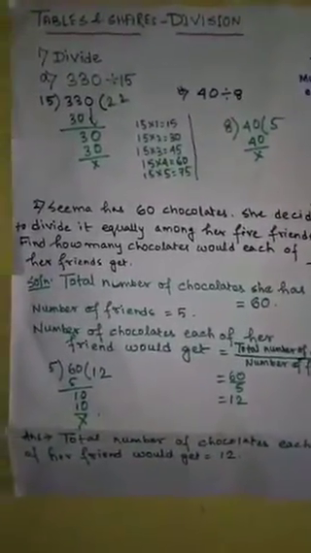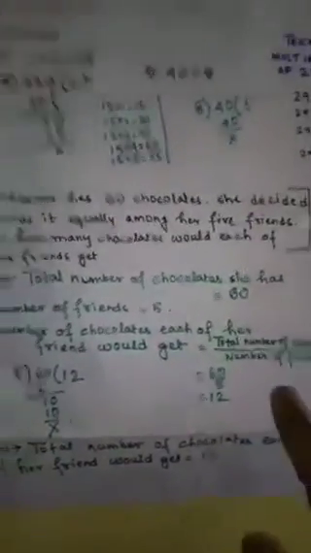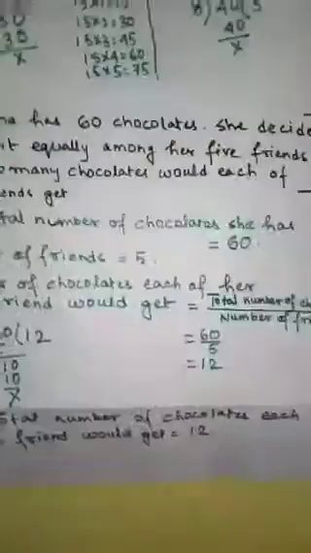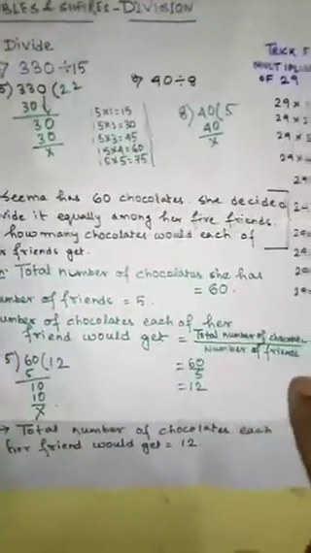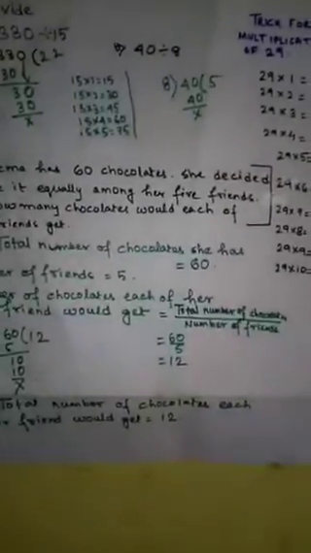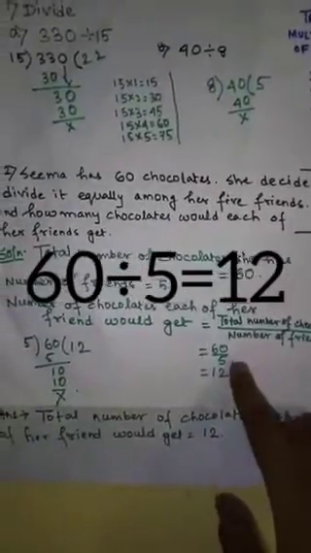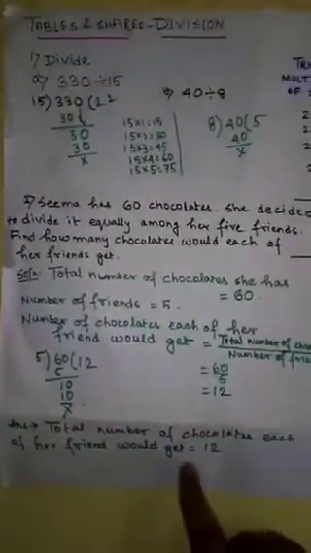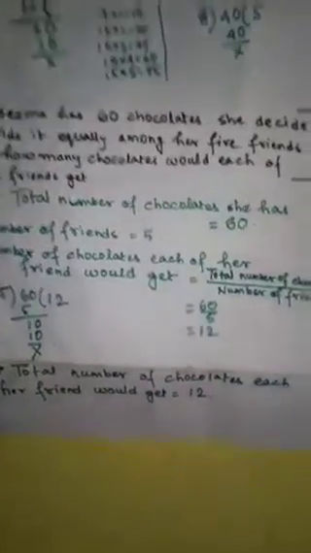See that equally, that means all the friends will get an equal number of chocolates. So very easily, what you did, you wrote down the number of chocolates she has, then wrote down the number of friends she has. Then in order to find out the number of chocolates each of her friends would get, you used a formula: total number of chocolates divided by number of friends. So that gave you 60 divided by 5 is equal to 12. The division is shown over here. Then the final statement you wrote: the total number of chocolates each of her friends would get is equal to 12.